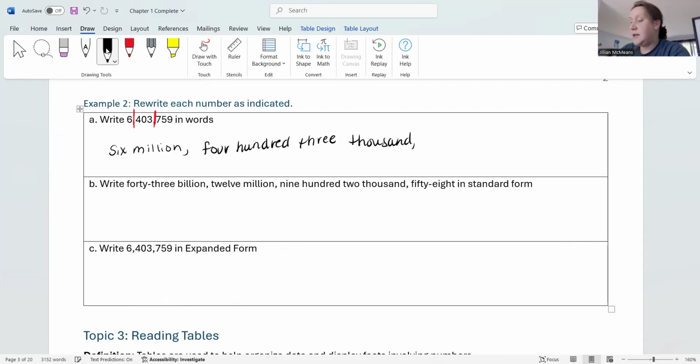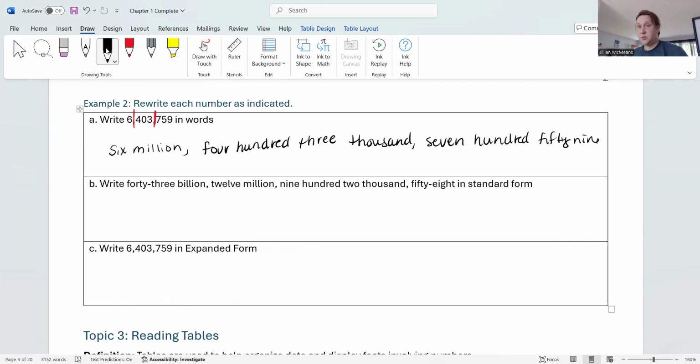And then finally, the last period, we have the digits 759. As a 3-digit number, we would just say that's 759, and you can just end it right there. You don't have to say 759 ones. That's a little bit weird. So there you have it: 6,403,759.